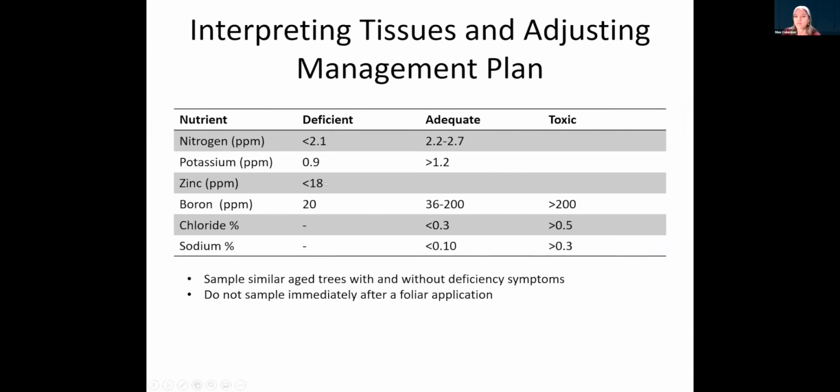Okay, and now interpreting. It's good to interpret the tissue results to adjust your management plan. Make sure that when you're trying to diagnose deficiency symptoms, you don't sample immediately after a foliar application. Foliar applied zinc, for example, readily binds to the cuticle of the leaves, and so it may give you a false number on what your levels are.